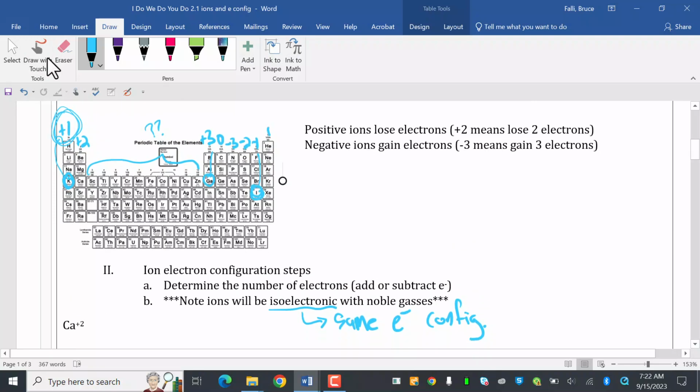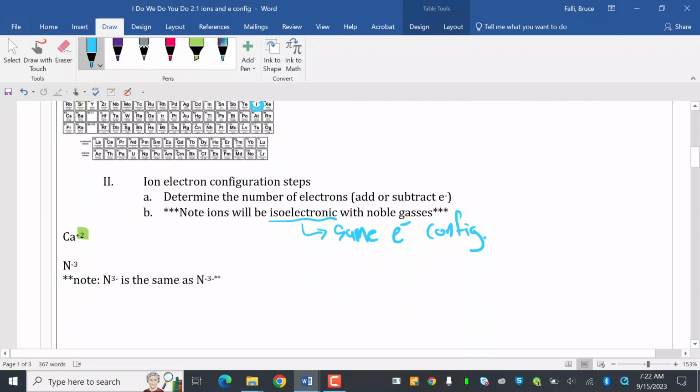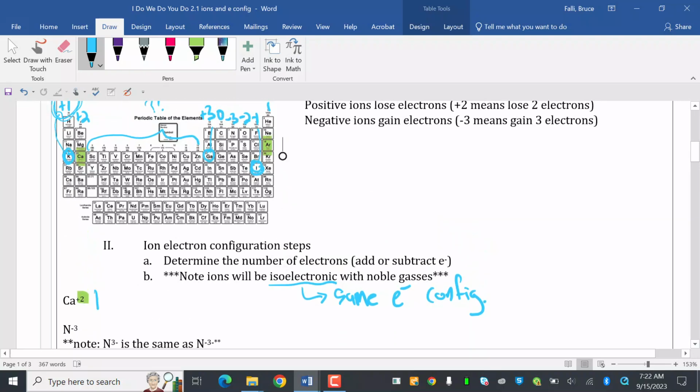So if I'm looking at calcium, calcium is number 20. Calcium +2 means it loses 2 electrons, and it's number 18. So it's going to have the same valence shell, same electron configuration as argon. So then I'm just going to do the electron configuration like we did before. So it's isoelectronic with argon.